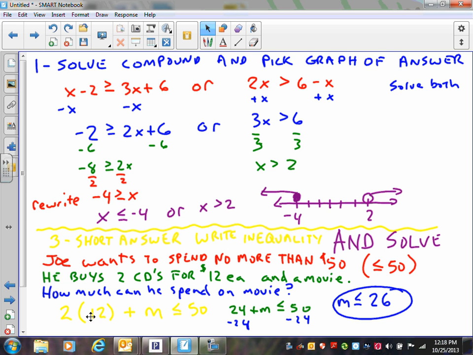So we have to go 2 times 12. That's 24. Plus the M, for how much the movie is, less than or equal to 50. We subtract 24 from both sides. We get M is less than or equal to 26. So Joe could spend $26 on a movie or less, but not more.